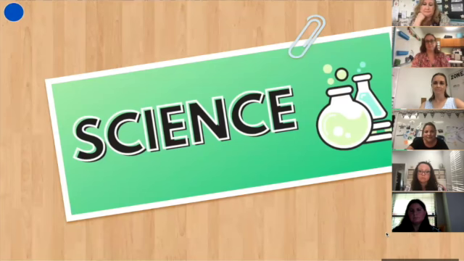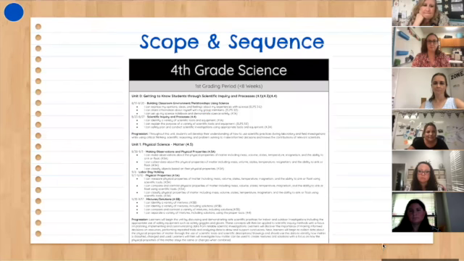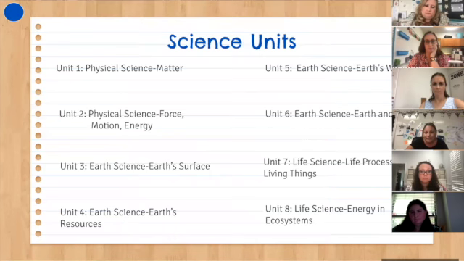Okay, so for science, again, this is our scope and sequence. And so I've just put on here part of the first grading period. So we have been focusing at the beginning on science safety and the science tools. And we have started moving on to matter, and we'll be on that for the next few weeks. And then we'll go into mixtures and solutions and electricity and magnetism. But right here are our units.